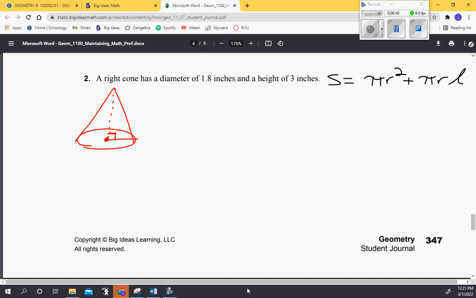It has a diameter of 1.8, which means the radius is 0.9. Right, half the diameter is the radius. The height is 3 inches. We need to find the slant height. And we can find that using the Pythagorean theorem, because what we have here is a right triangle. Okay, so to solve for that slant height, to solve for L, we're going to take 3 squared plus 0.9 squared and set that equal to L squared.